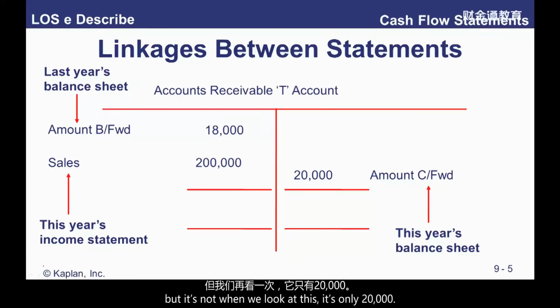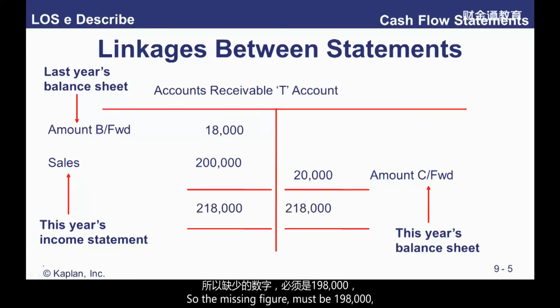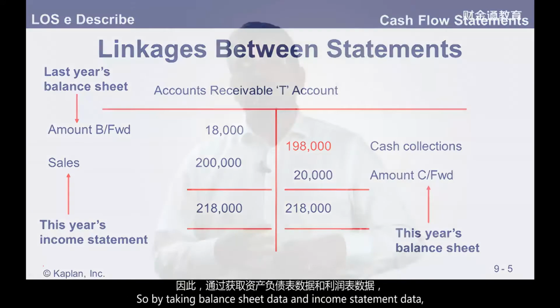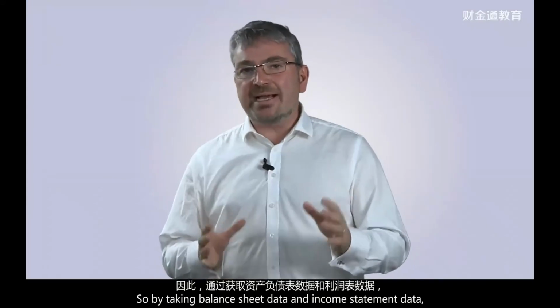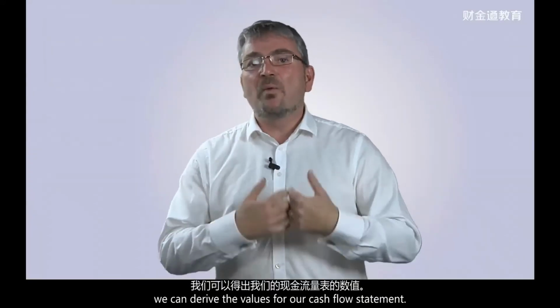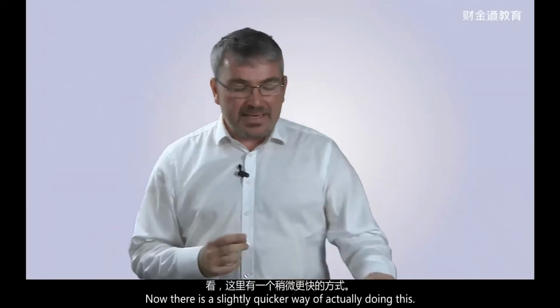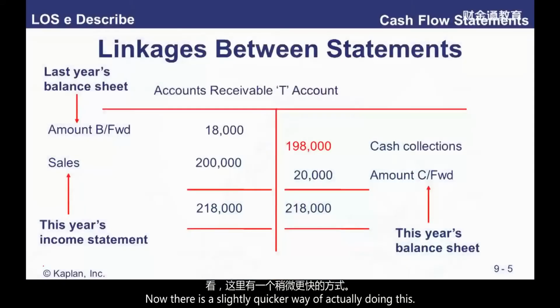But it's not when we look at this. It's only $20,000. So the missing figure must be $198,000, and that must represent the cash that we've received from our customers. So by taking balance sheet data and income statement data, we can derive the values for our cash flow statement. Now there is a slightly quicker way of actually doing this.